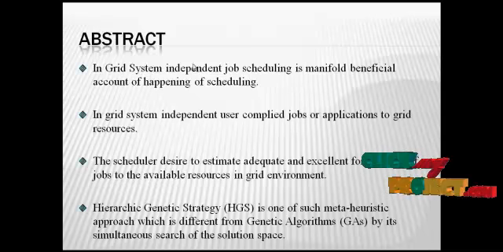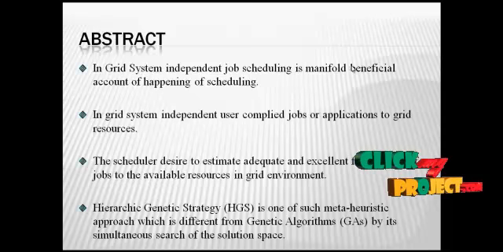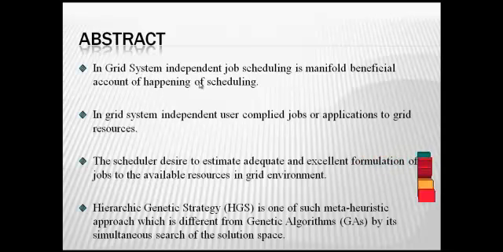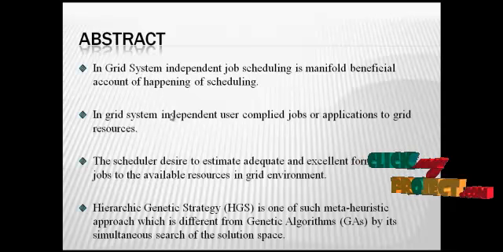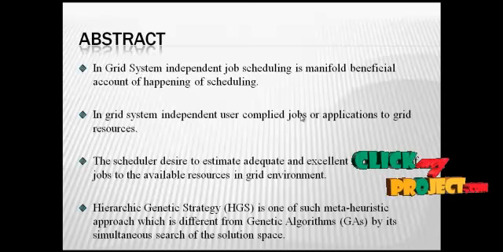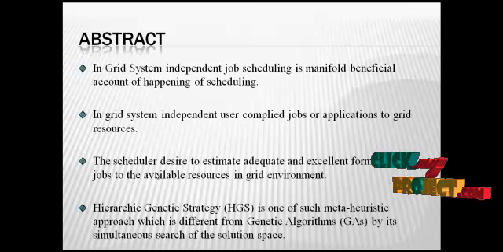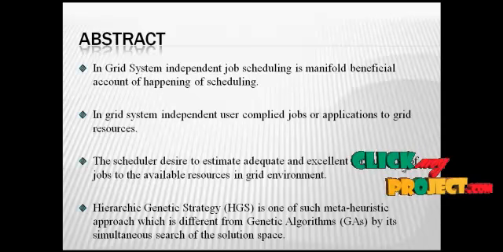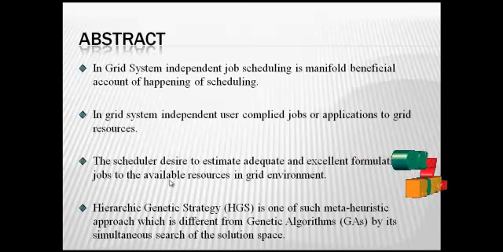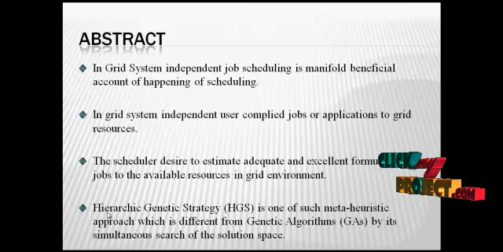In a grid system, independent job scheduling is manifold beneficial on account of the happening of scheduling. In a grid system, independent users submit jobs or applications to grid resources. The scheduler is desired to estimate an adequate and excellent mapping of jobs to the available resources in the grid environment.